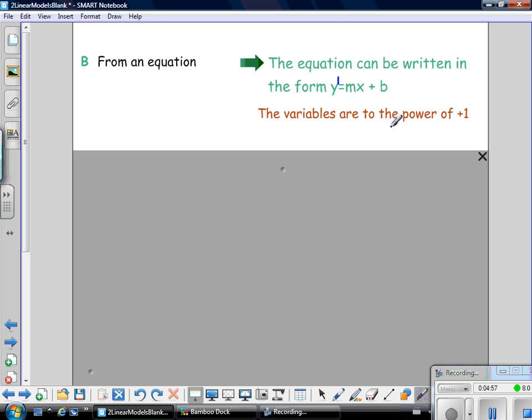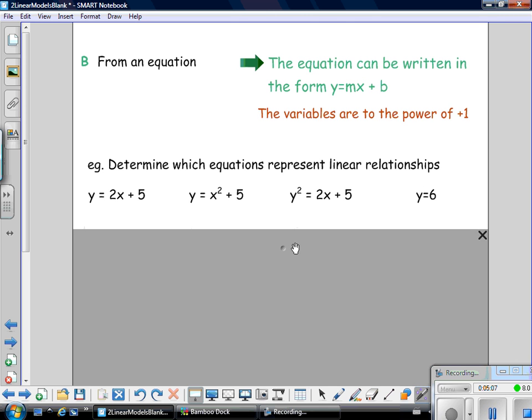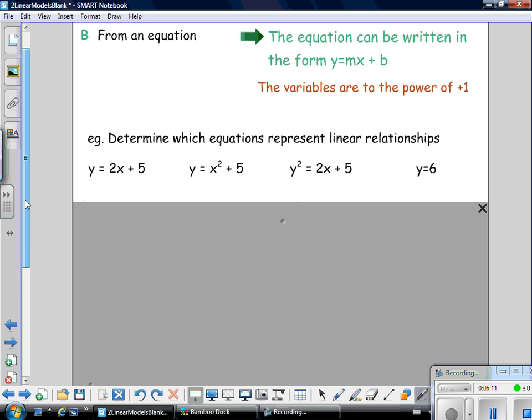Because it's to the power of 1, and the same thing with the x is to the power of 1. So that is really what I'm looking for. Now, the next examples ask, determine which equations represent linear relationships. Now, using this information, we shouldn't have too much difficulty.